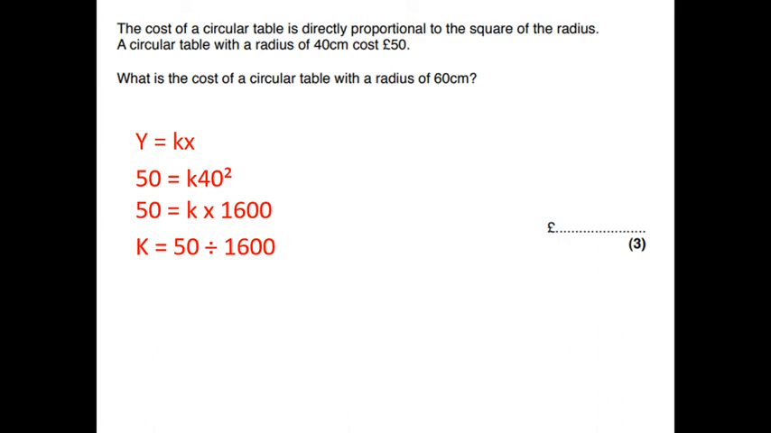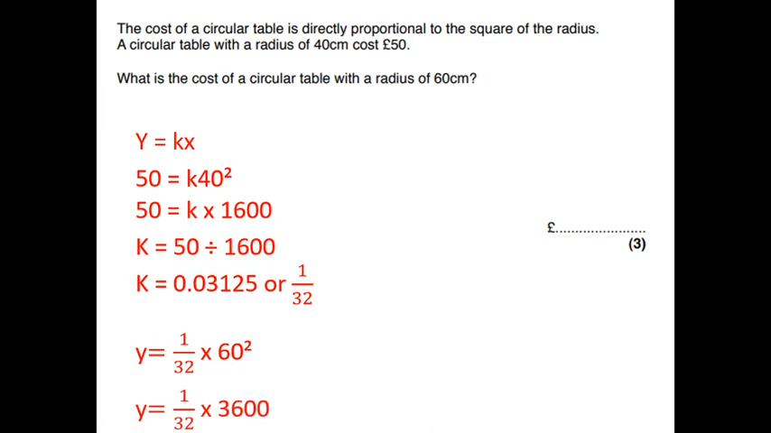And this is the bit I was referring to earlier, that you might end up with a not so nice number. So it was 50 divided by 1600, which will give you 0.03125 or 1 over 32. Both are correct. It depends which one you are happier using. I personally prefer 1 over 32, so that's what I'm going to use for the next part. So write out for the next part of the question, y equals your k, which is 1 over 32, or the other one if you preferred that, multiplied by 60 squared. 60 squared is 3600. Do the calculation, gives you 112.5.